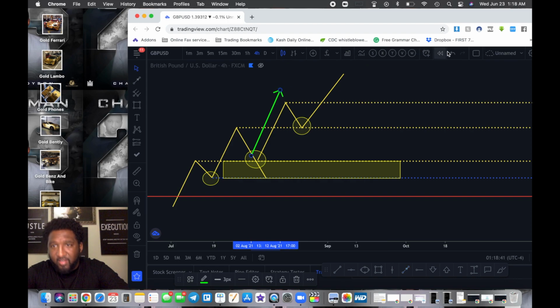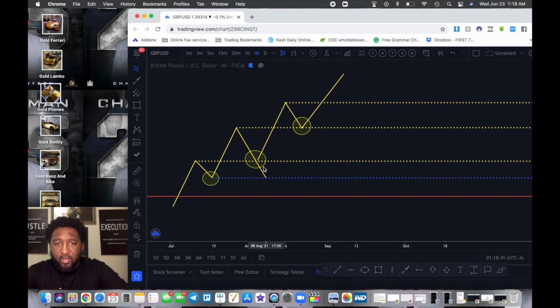Okay? It's a way different way of viewing the market, isn't it? Right? That explains a lot. It explains why your stop loss is constantly getting hit. Now watch this. The market goes up here. It breaks the last high that it created. It goes up, creates a new high, comes down, tests the new last high, creates a new low.